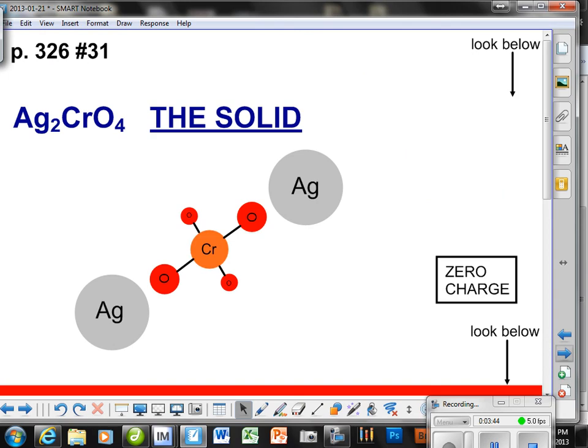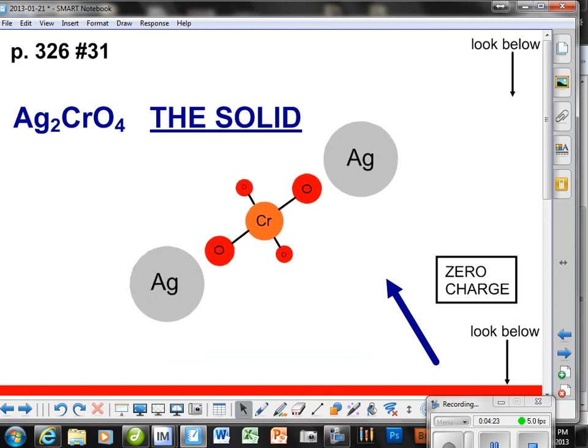Now let's look at the problem. In this problem, we've got silver chromate. And silver, you'll notice, is going to have 2 silvers and 1 chromate ion. Notice the chromate ion is all one piece. It has 4 oxygens on it. I tried to make this look 3D, so these guys here would be back behind, and these guys here would be up front. But at any rate, this is all one piece, and watch what happens. Aha! It all moves together.